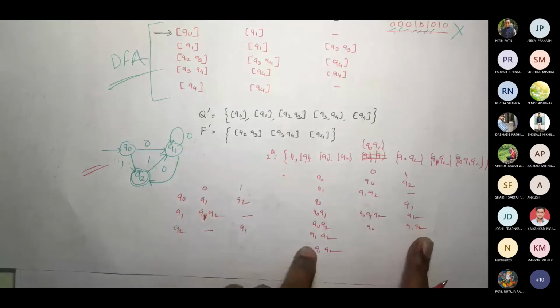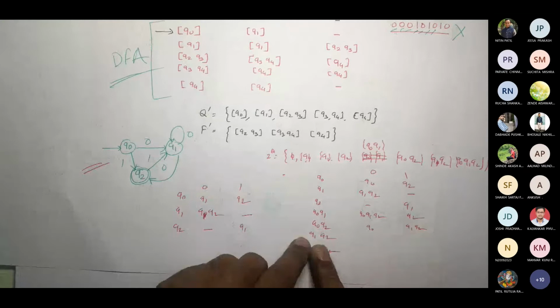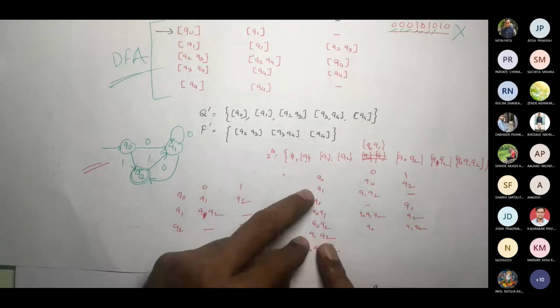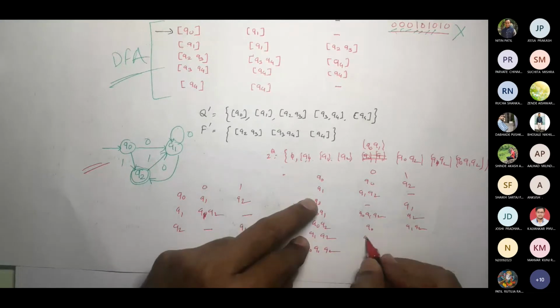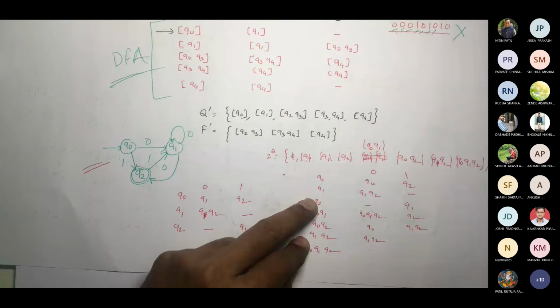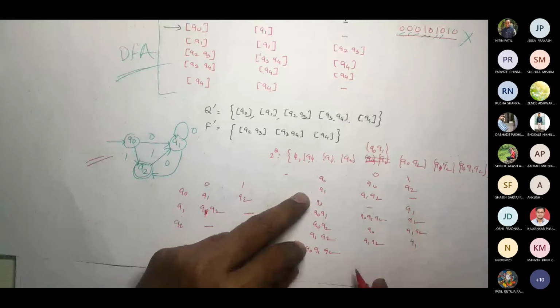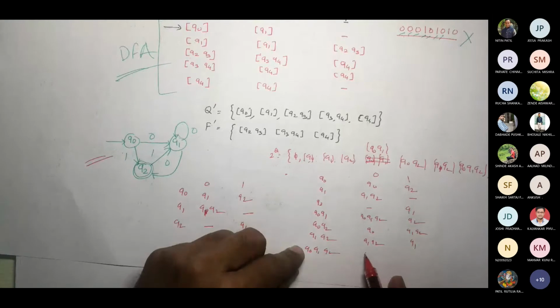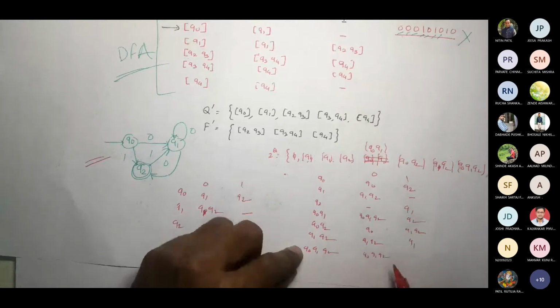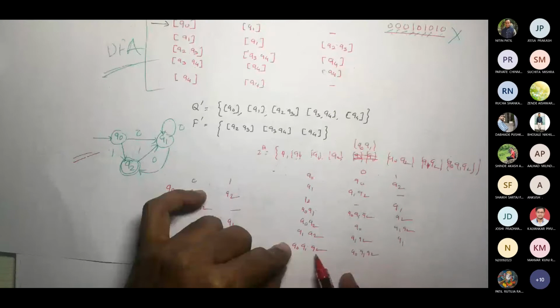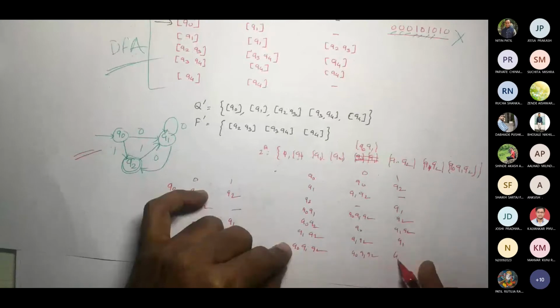ओके अभी Q1 को 0 दो, सॉरी Q1 को और Q2 को 0 दो, Q1 और Q2 को 0 देते तो Q1 Q2 आएगा. करेक्ट? बराबर है. Q1 Q2 को 1 दो तो ये आएगा Q1, Q0 Q1 Q2 को 0 दो तो ये आ गया Q0 Q1 Q2. करेक्ट? और Q0 Q1 Q2 को 1 दो तो ये आएगा Q1 Q2.